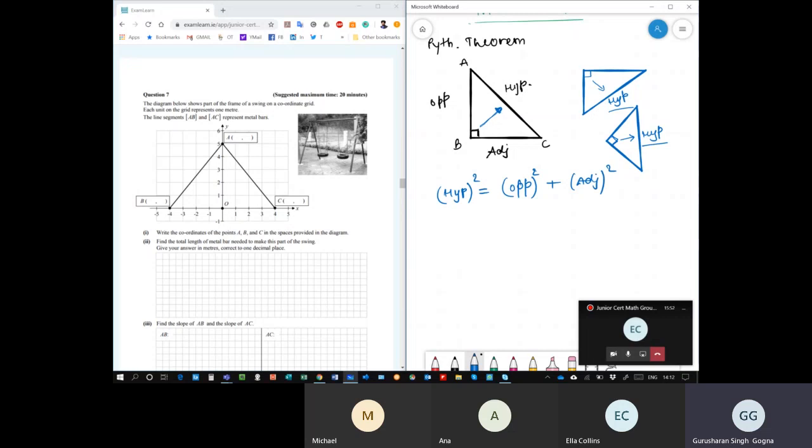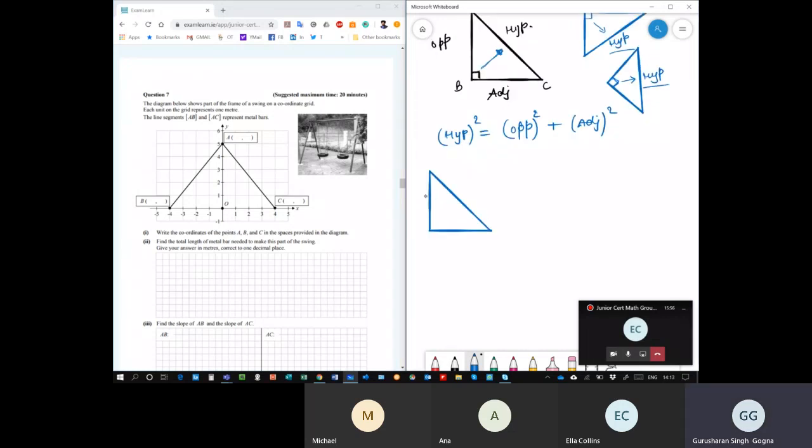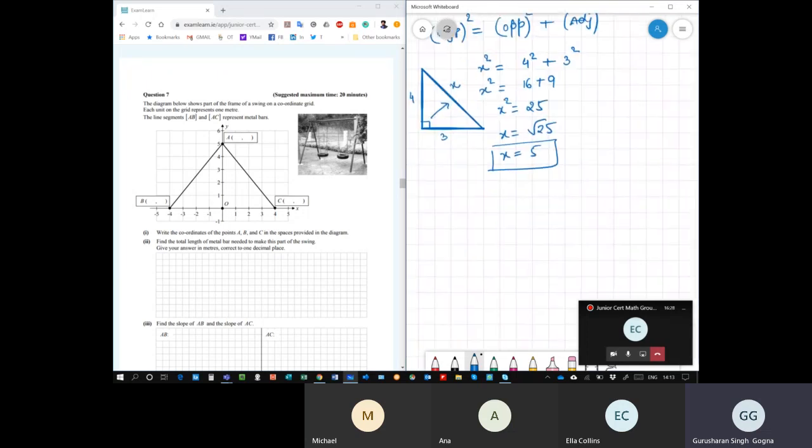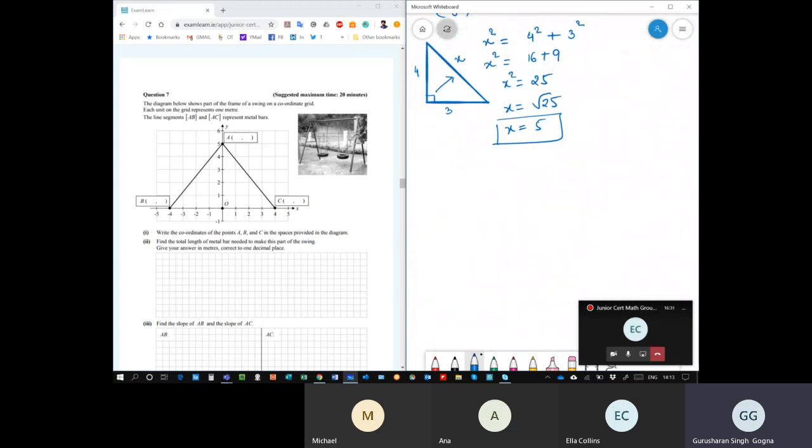So, for example, if I have this side of length 4 and this is 3, and I want to find out, let's say, the hypotenuse because this is opposite to the 90-degree angle. So I can use Pythagoras theorem, x square equal to 4 square plus 3 square, and then you can simply solve this. So 16 plus 9, so x square equal to 25, so x is equal to square root of 25, and that will give you 5. Okay, so the length of the side is 5.